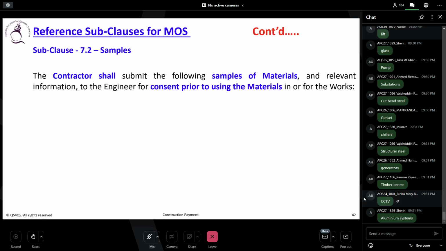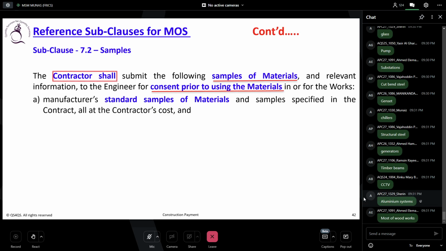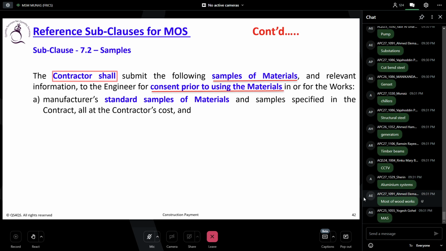All of you go to the subclause 7.2. The contractor shall submit the following samples of materials and relevant information to the engineer for consent prior to using the material in or for the works. You understand? So yes, you should have the approval before you use them. That means if you are a consultant, before you certify them, make sure that materials are approved by the engineer. Otherwise, you don't pay them.